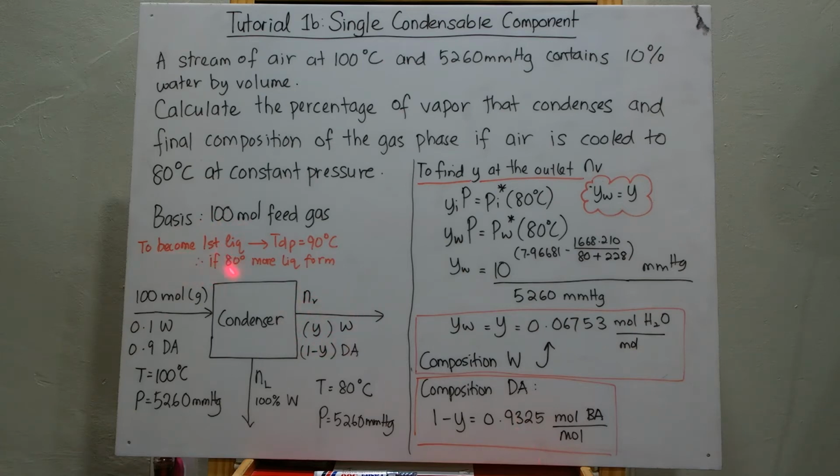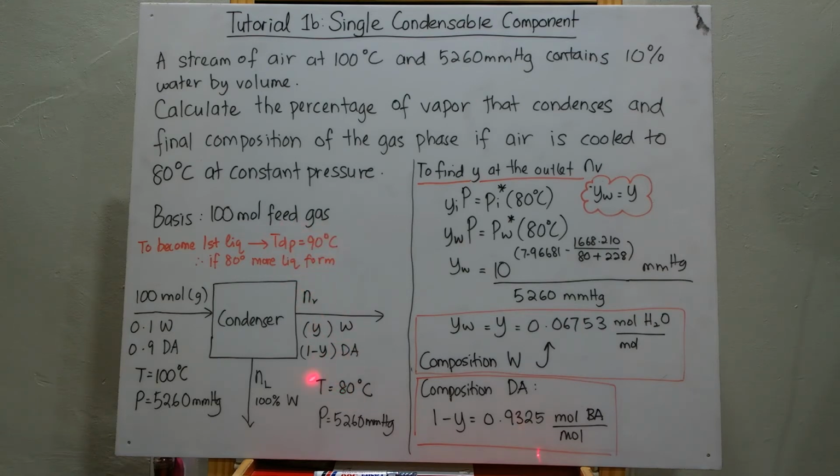So this is the stream for that liquid, and some parts of it will still remain in gas. Okay? If we remember previously, to make this superheated vapor become saturated vapor, it has to be cooled at constant pressure to 90 degrees C. If you cool to 90 degrees C, which is the dew point at the constant pressure of 5260 millimeter mercury, the first liquid drop will form.